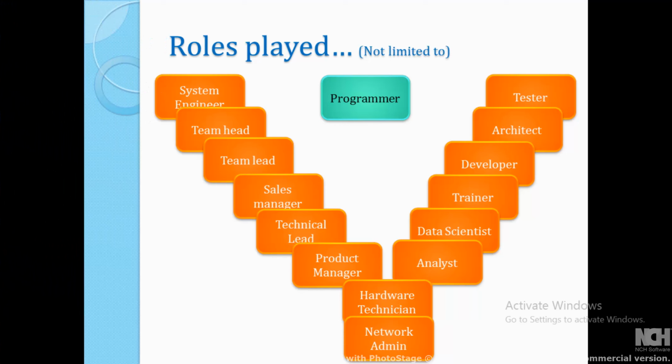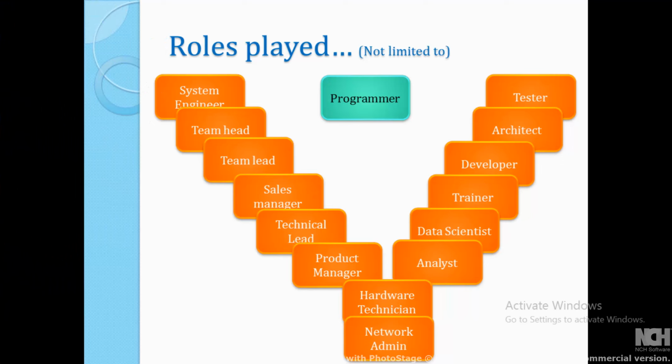Professionals may work as developers, testers, analysts, architects, technical leads, product managers, data scientists, trainers, or network administrators. Each of these roles contributes to the successful development and maintenance of software systems.